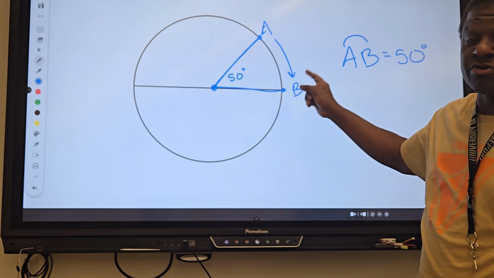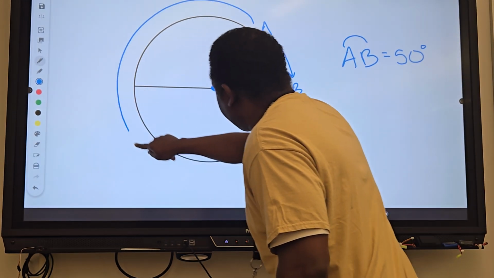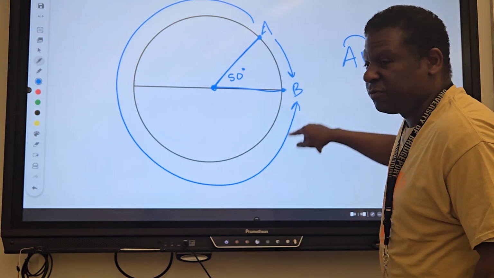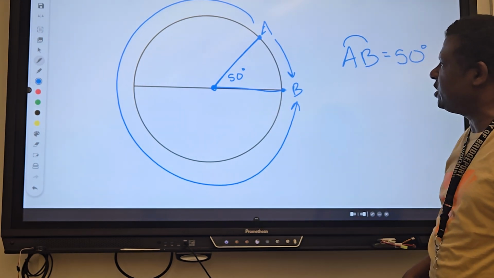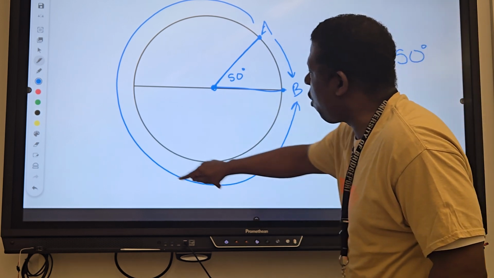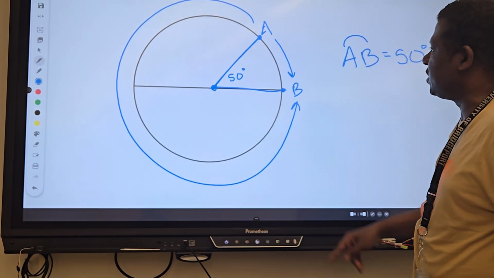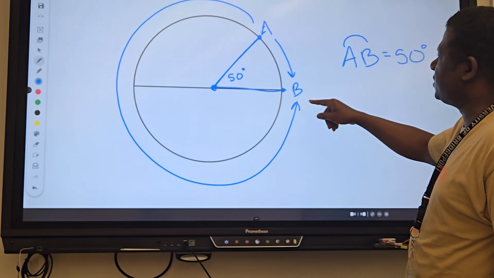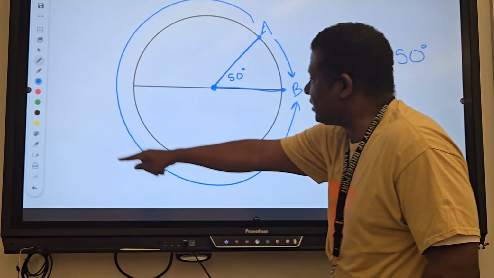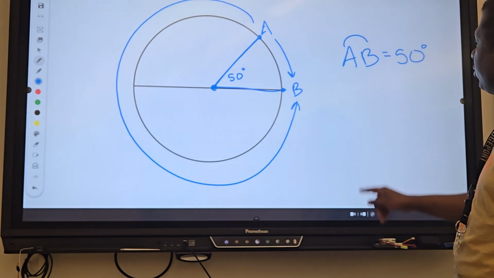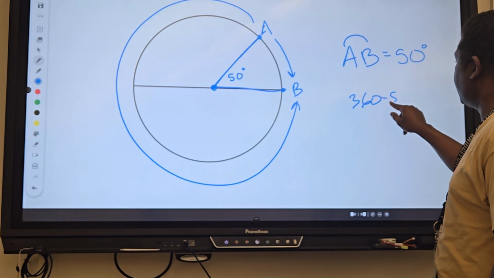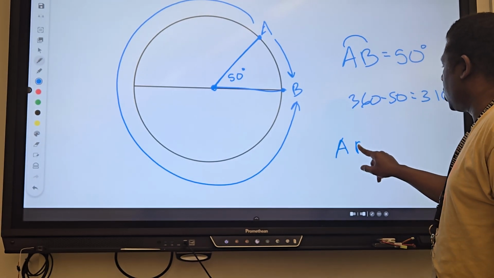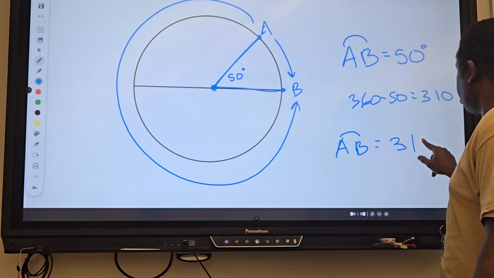Now, AB doesn't necessarily mean you're going from here to here. You can also go around the other way. That would be A to B this way. Now, we know that in a full circle, there are 360 degrees. So from A all the way around to A is 360. If A to B over here is 50 degrees, then that means A to B going in this direction has to be the remaining 310. We know 360 minus 50 is equal to 310. So AB can also be 310 degrees.